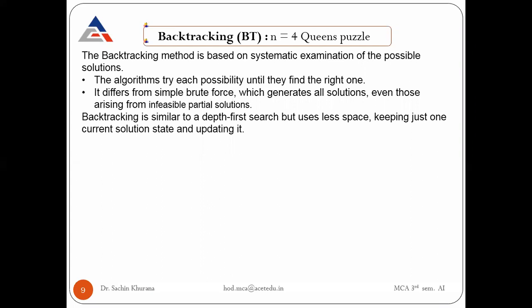So backtracking is similar to a depth first search. For that, we should know depth first search before this, but we'll be studying it in heuristics, in our third topic of section A. So I will not be discussing depth first search in detail here.